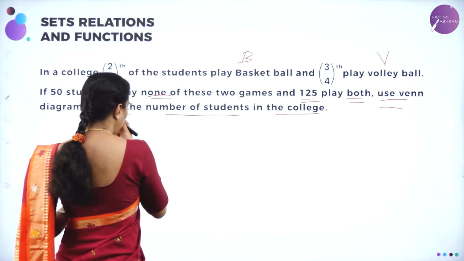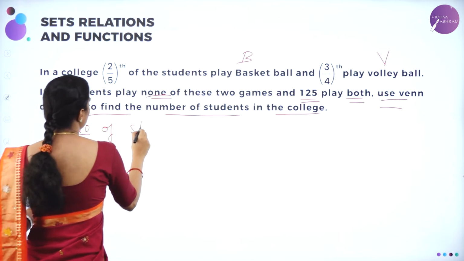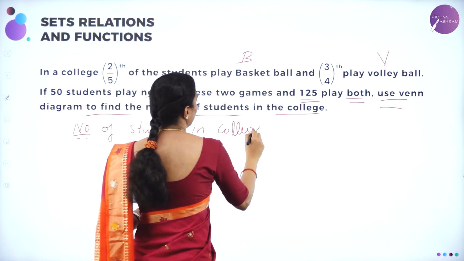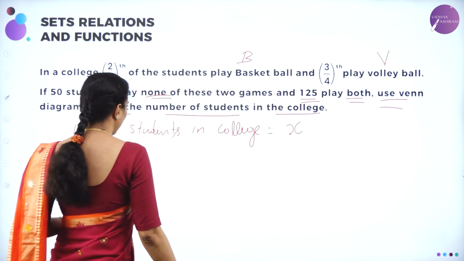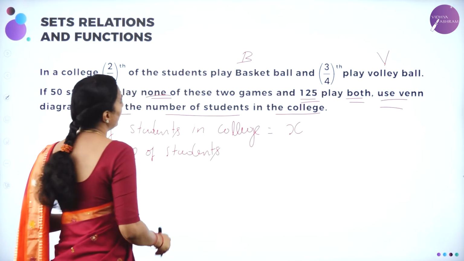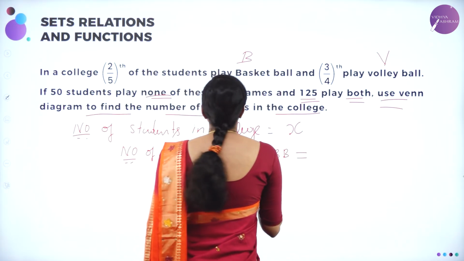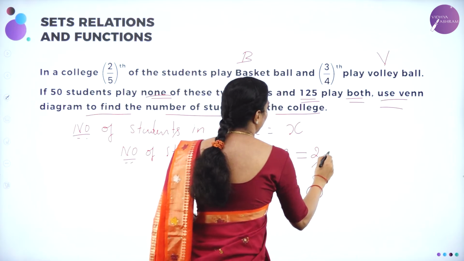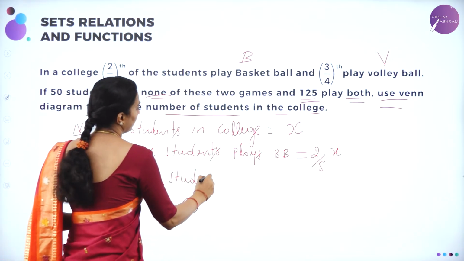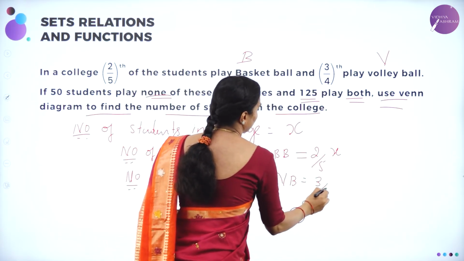So you need to find out the number of students of the college. So let me write it like this, what they have given. Let the number of students in the college be equal to X. I am going to take it as X. Therefore, the number of students who play basketball will be equal to what? 2 by 5th of X. So 2 by 5 into X. Similarly, the number of students who play volleyball will be equal to how many? 3 by 4th of X.